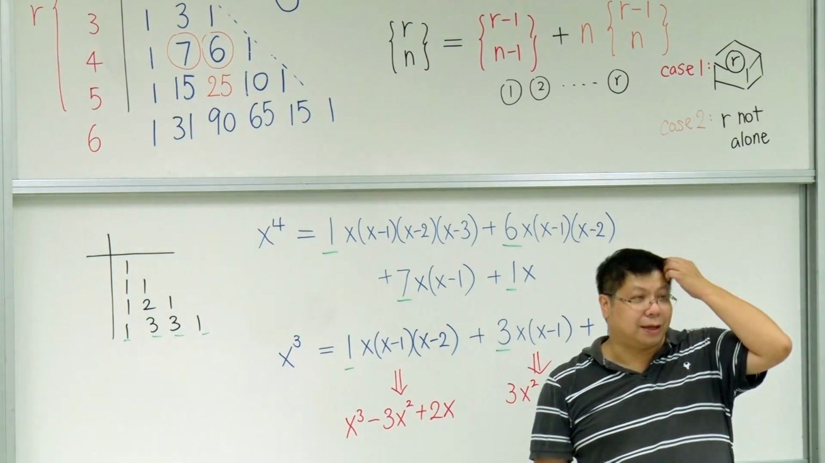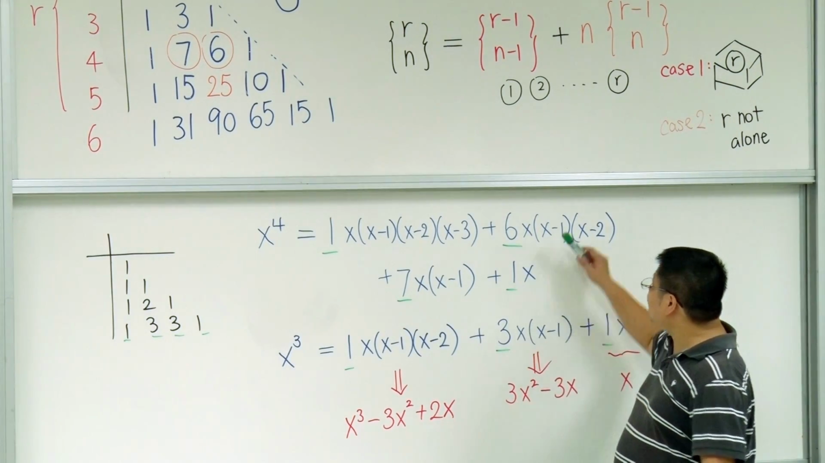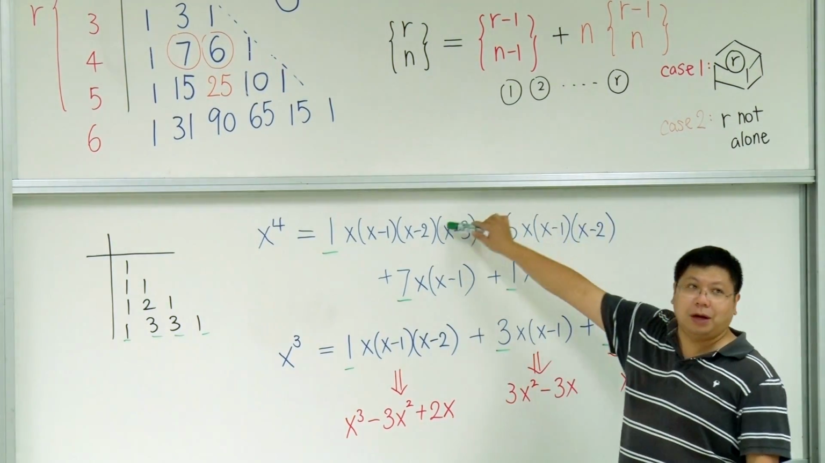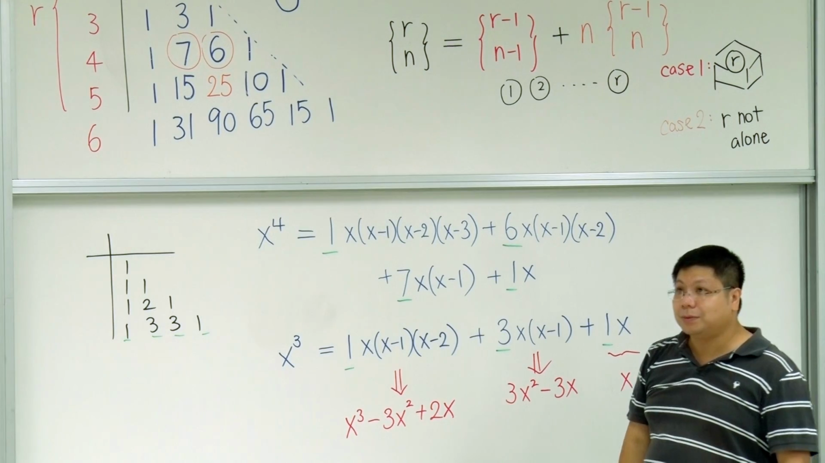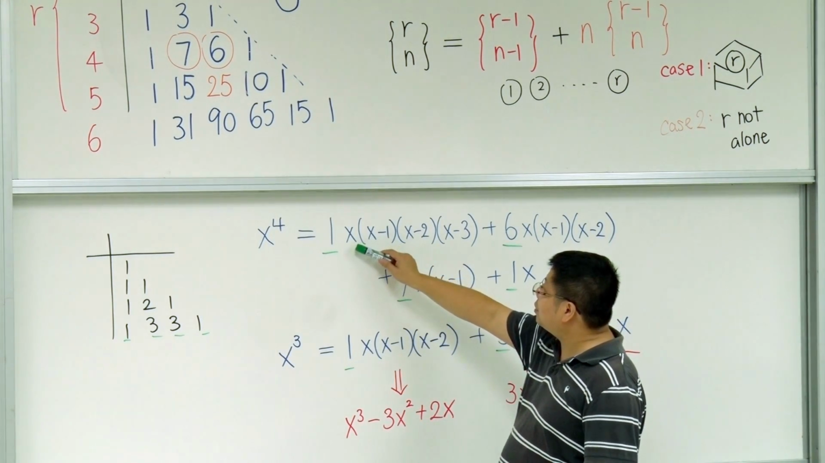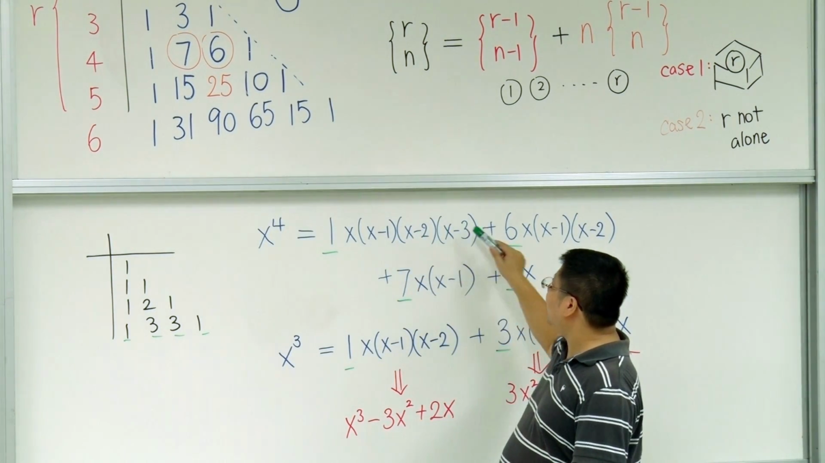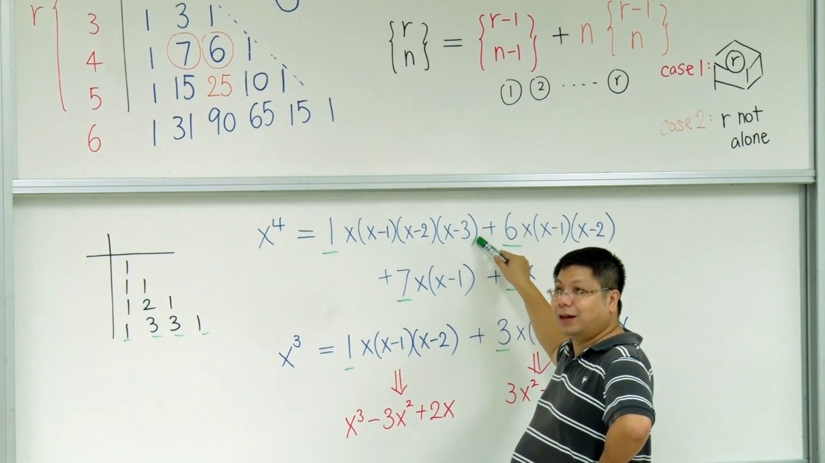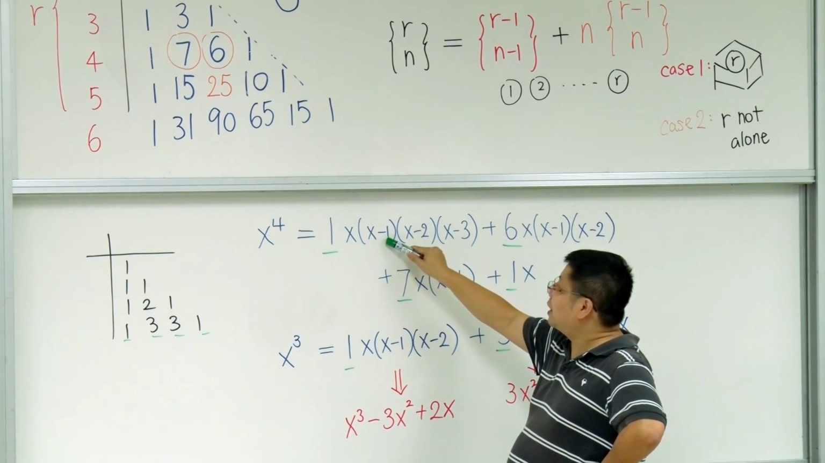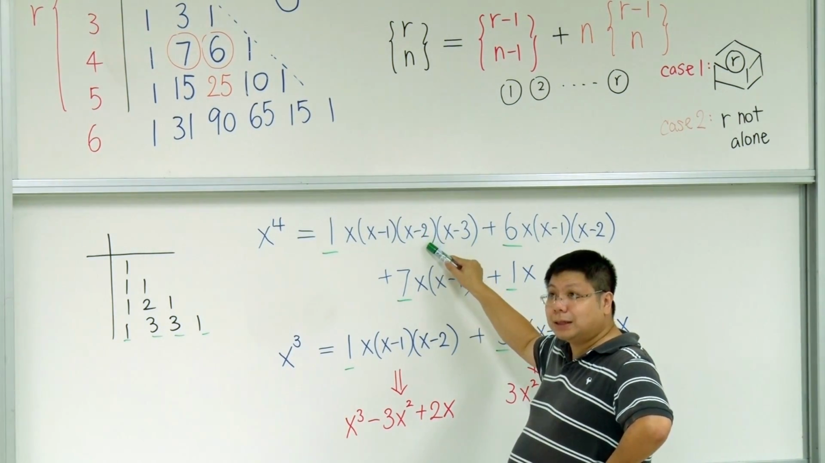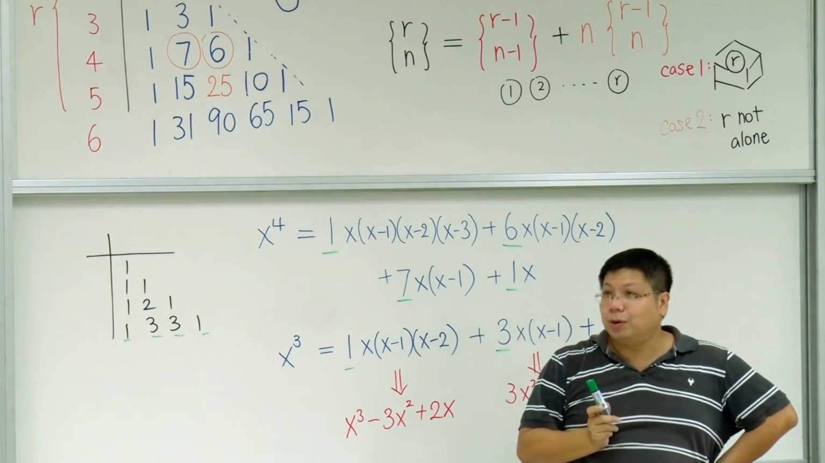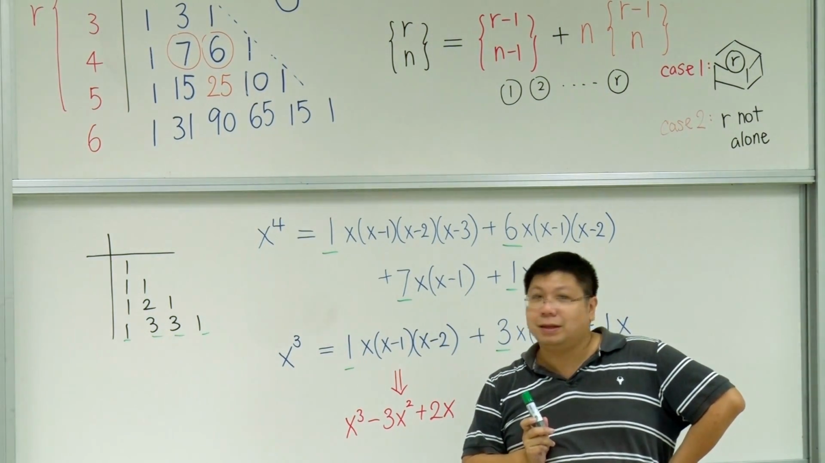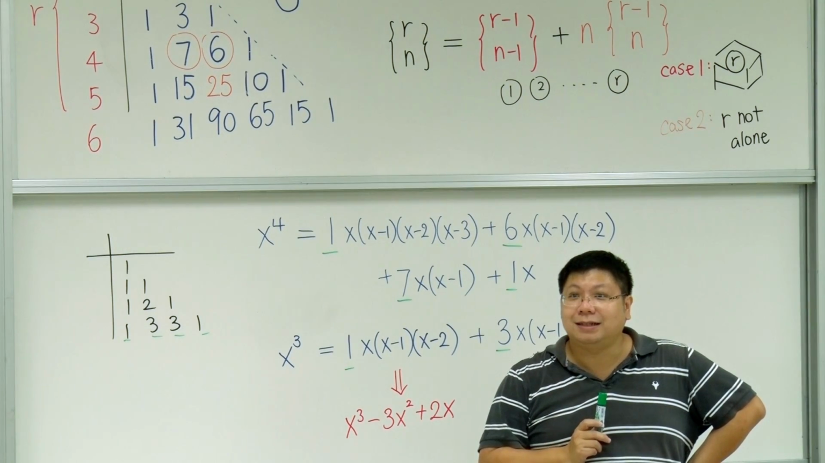How many x cubed terms are there? These are the two things that will get x cubed terms. To get x cubed, we must be choosing 3x here and a constant here. Is that okay? So we have minus 1x cubed, and then minus 2x cubed, and then minus 3x cubed. So altogether, there are minus 6x cubed. Does that make sense?